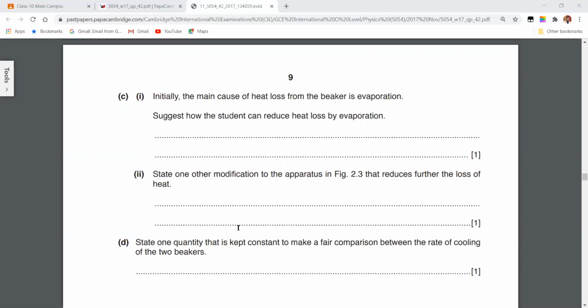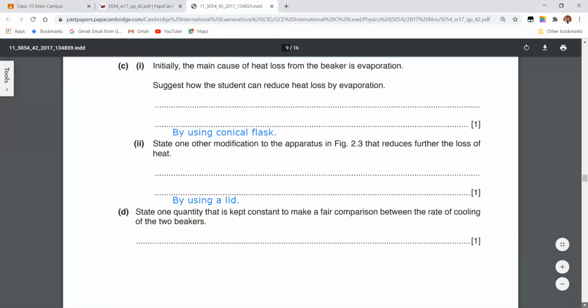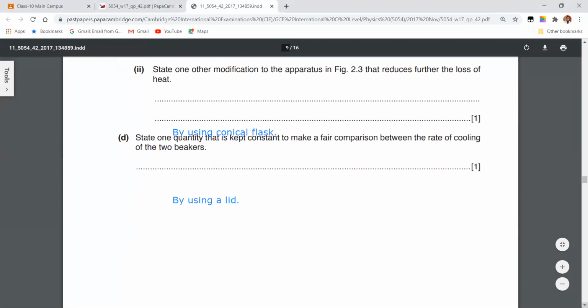Okay. Now the second part. Can you read, please? State one other modification to the apparatus in figure 2.3 that reduces further the loss of heat. It will be a lid. Okay. Then continue. State one quantity that is kept constant to make a fair comparison between the rate of cooling of the two beakers.